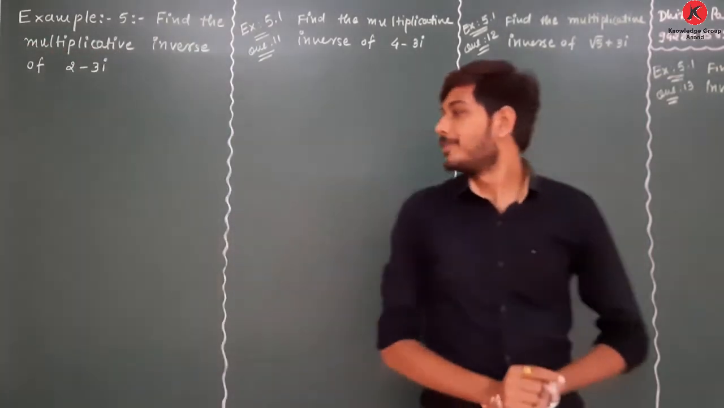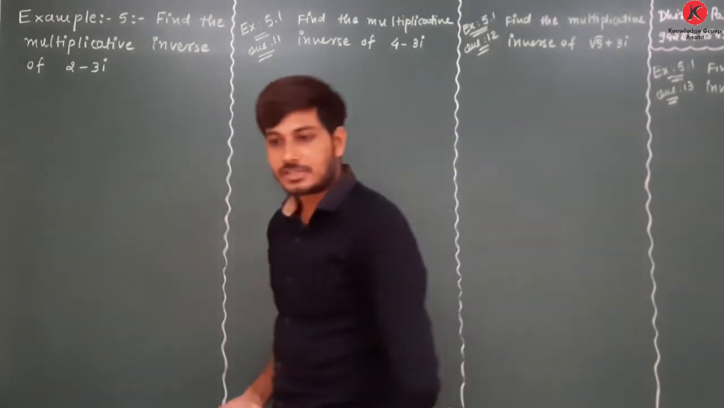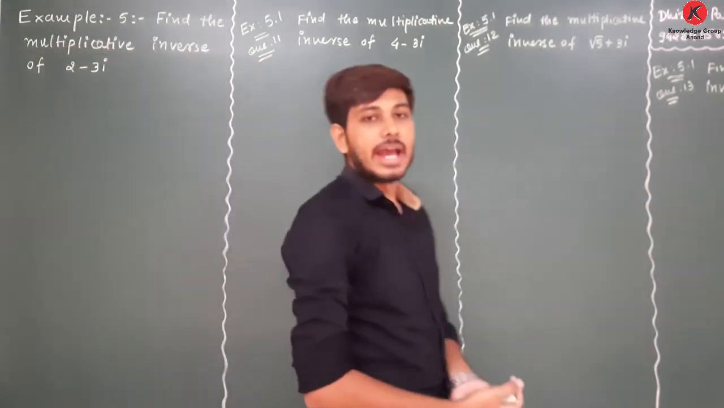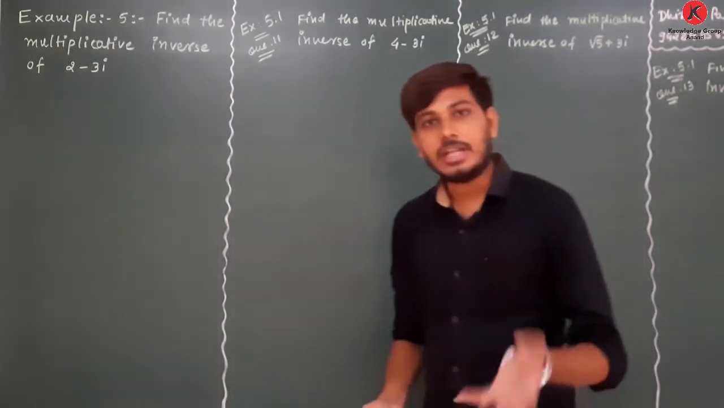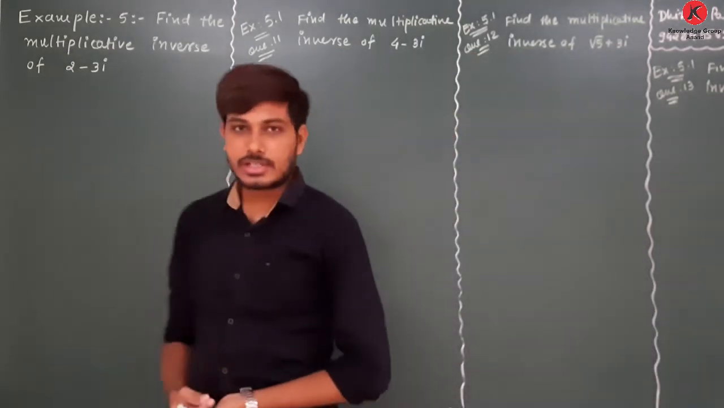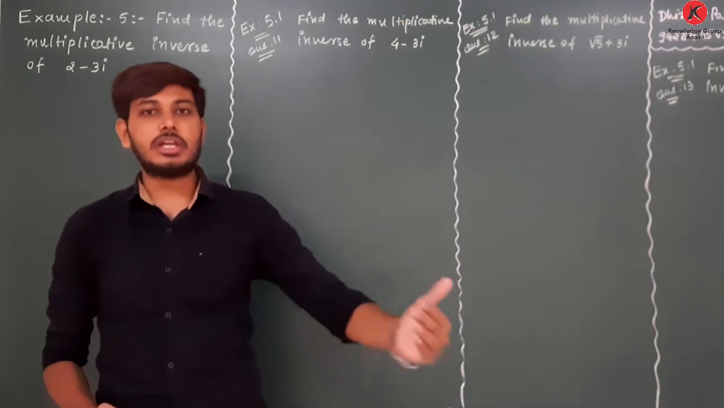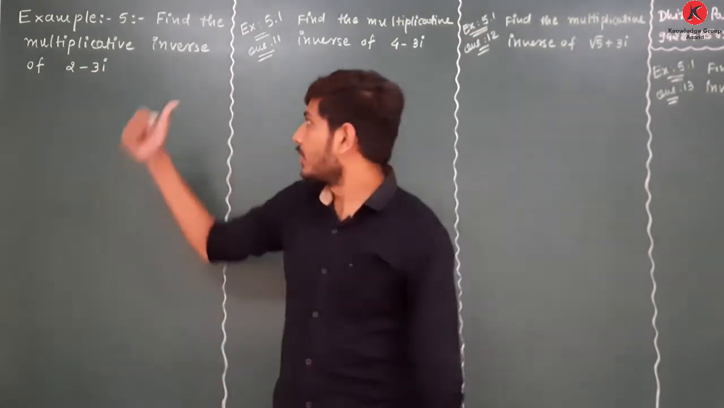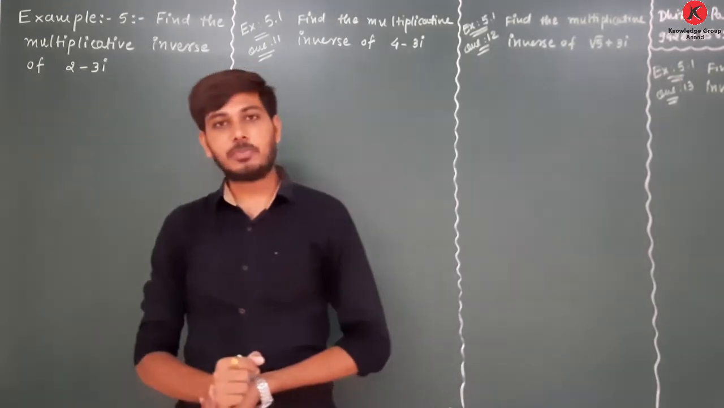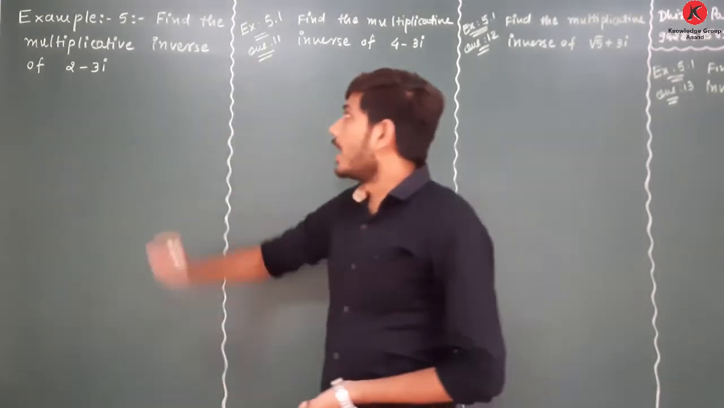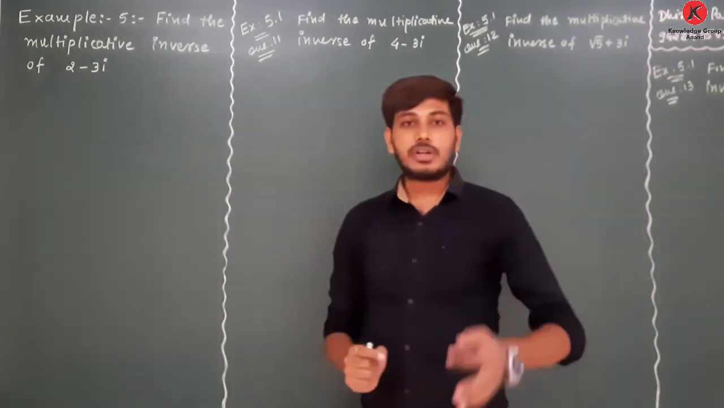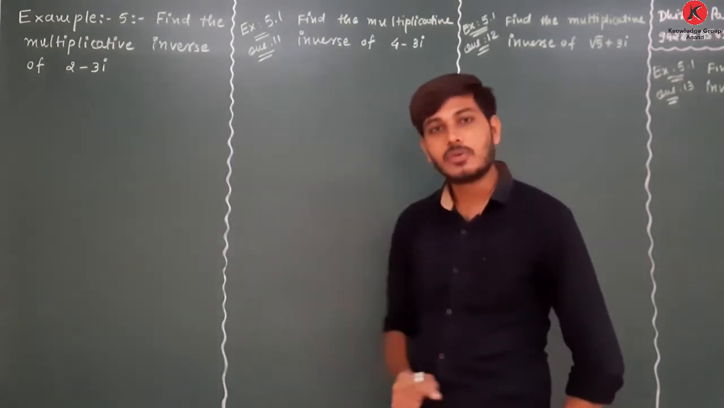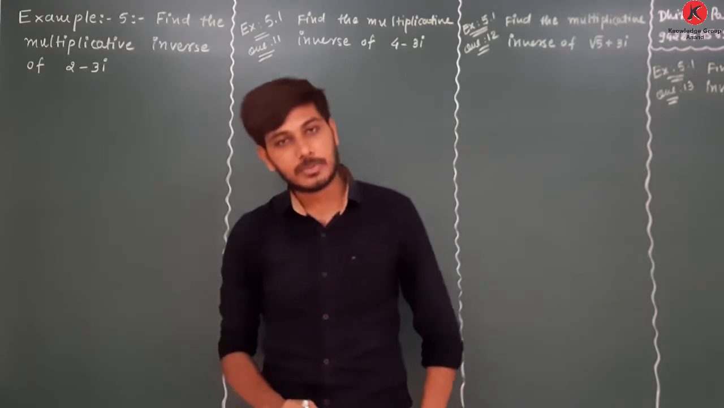Good morning, students. In the previous lecture, we discussed how to represent any complex number in standard form. What is the standard form? Z equals A plus iB. Now we are going to discuss the next topic: how to find the multiplicative inverse of any complex number Z equals A plus iB.